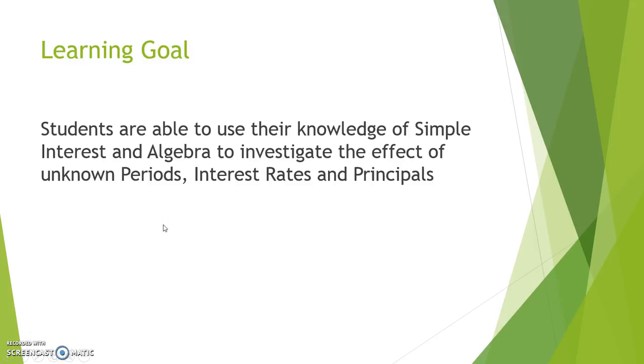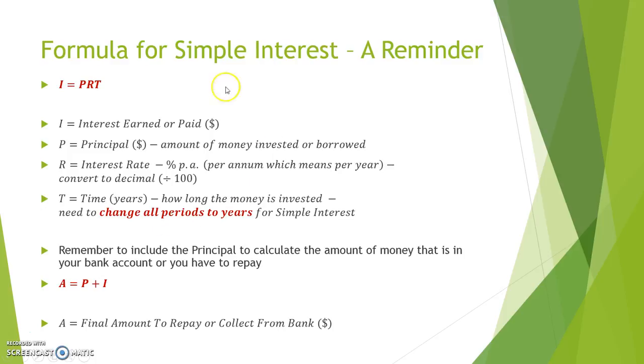So we're going to use our knowledge of the simple interest formula and our algebra skills from year 8 to investigate the effect of unknown periods, interest rates, and principals. So as before, this rule is still going to be used. We still know how to change periods to years for time, because it has to be in years. We know to divide the percentage interest rate per annum by 100 to convert it to a decimal. So that formula has not changed and will not change the whole way through.